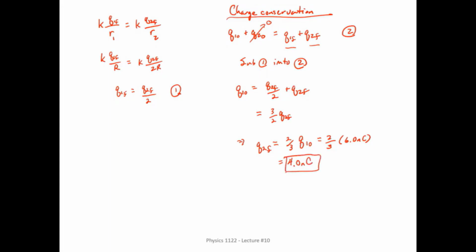And that's the charge on the second sphere after we connect the two conductors. And then Q1F will be the remainder of charge. If I use equation 2, I'd have Q1F is equal to the total charge available, Q1 naught, minus Q2F, which will give us 6 minus 4 nanocoulombs, which is 2 nanocoulombs.